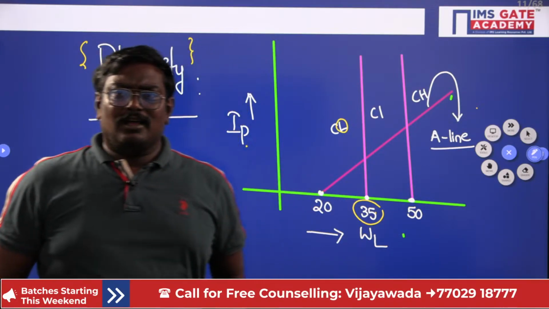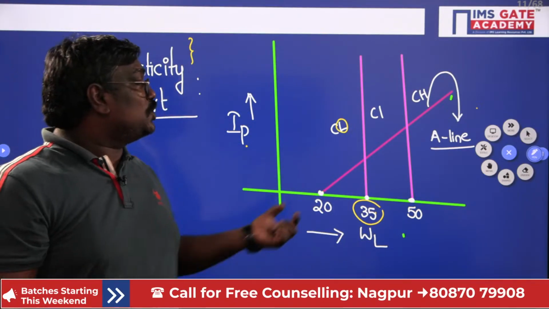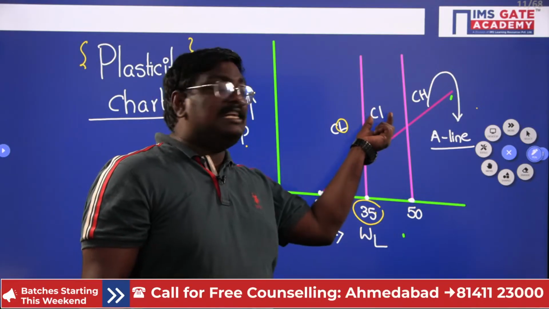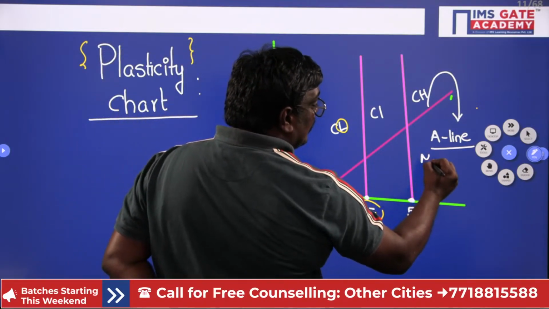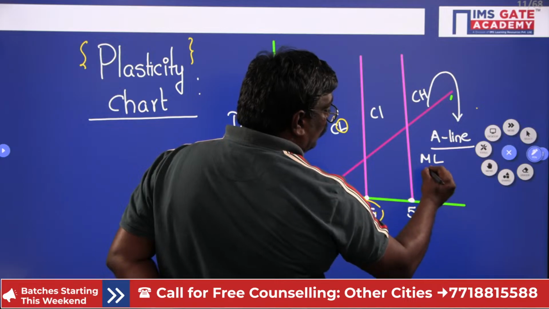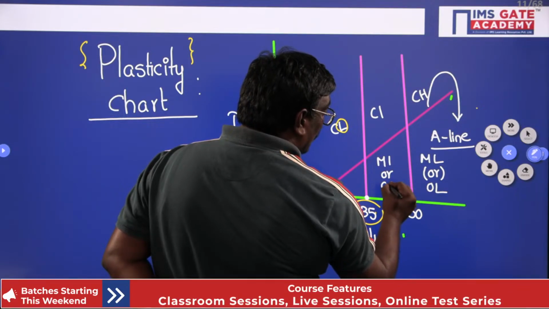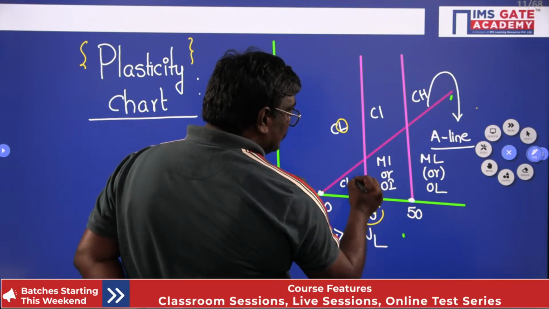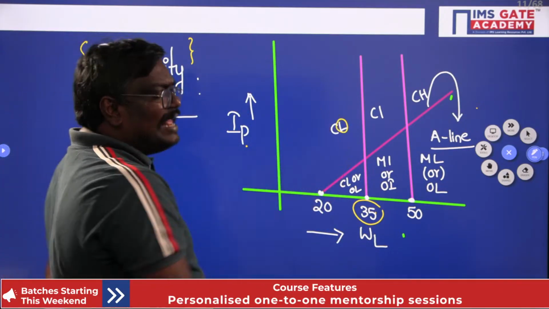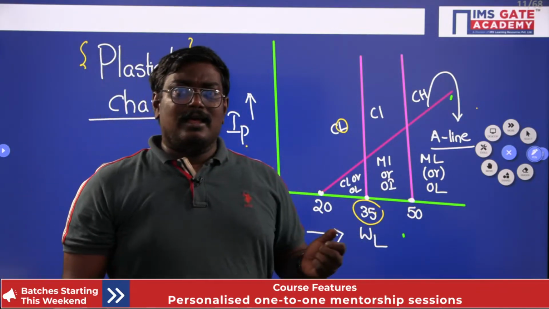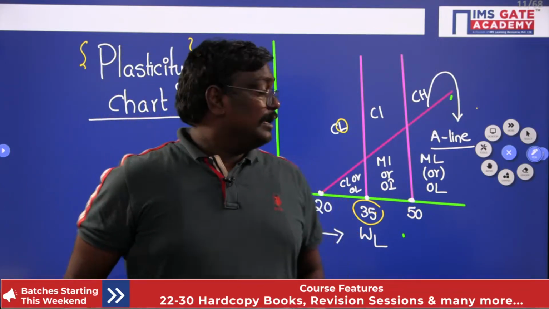Am I clear, Srujana? So based on the liquid limit, we are going to classify the soil, whether it is low compressible or intermediate compressible or highly compressible. So here you can also write it as ML or OL, and here you can write it as MI or OI. Here you can write it as CL or OL. So my dear students, above the A line it is called clay, and below the A line, it can be silt or clay. Agree?